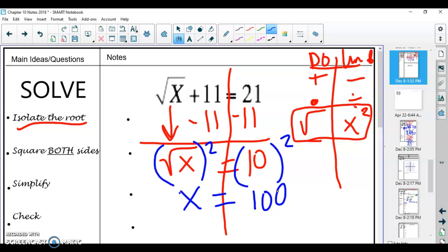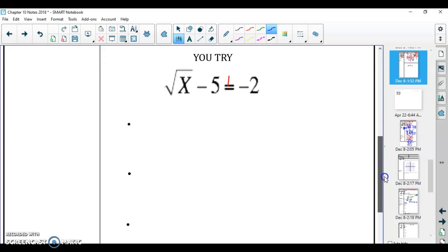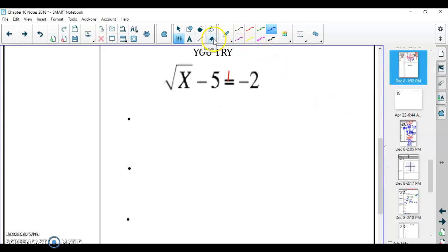Okay, last, it's always a good idea. Because of the season we're in, I won't give you any where there's an answer that won't work, but just because you get an answer, because of the square root, sometimes it doesn't actually work. So you should always check. So square root of 100 is 10 plus 11 is 21. Yep, that works. Okay, so I would like you to go through and just quick pause the video, try this one on your own.